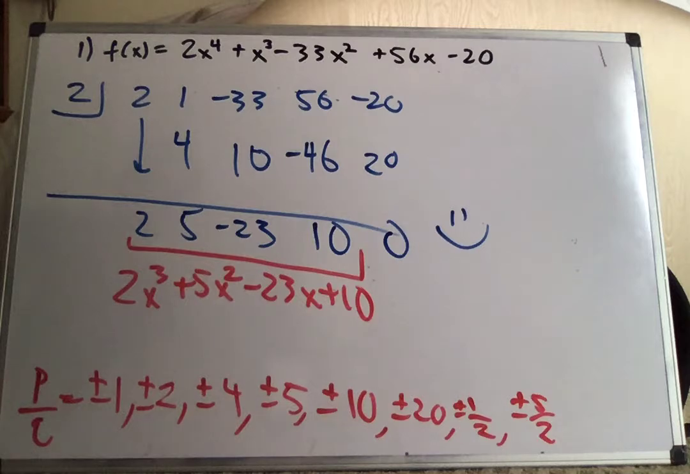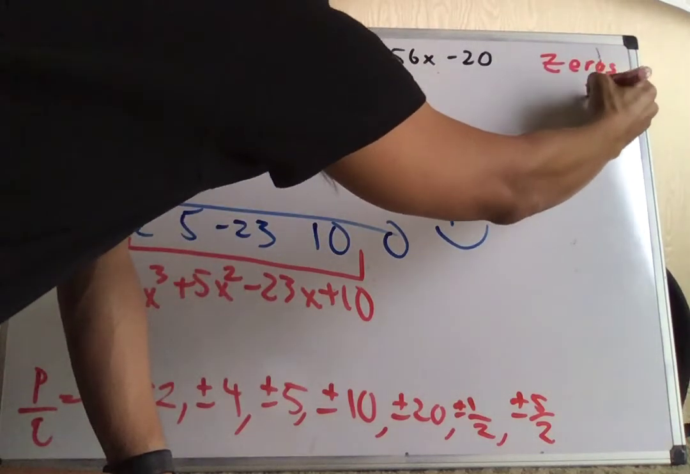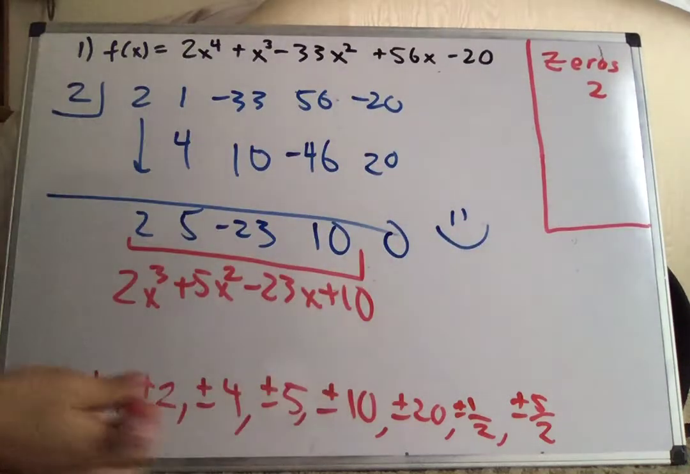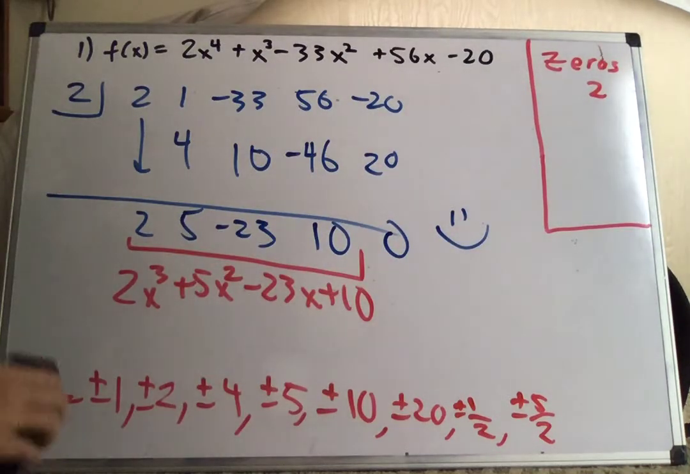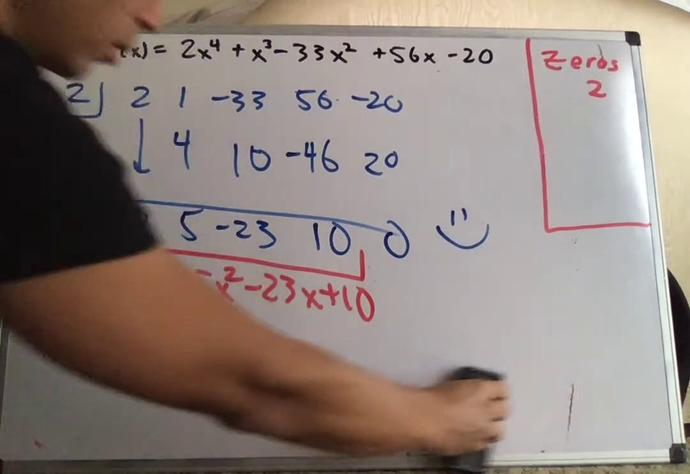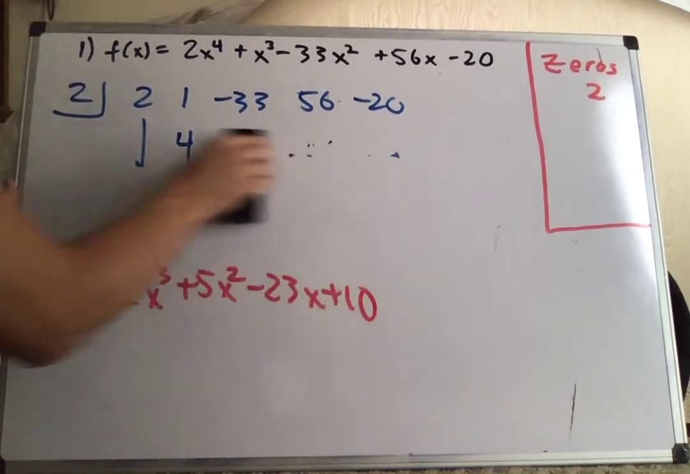All right, so let's continue on from here. We know 2 is one of the zeros, so let's make a note of that on the side here. Zeros: 2 is one of them. And we'll leave some space for the other ones. We're going to restart this question now with this cubic polynomial. That makes our life easier to deal with.